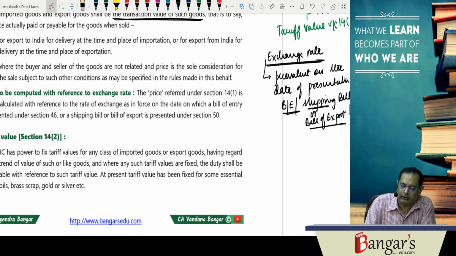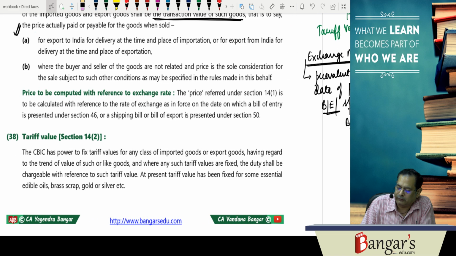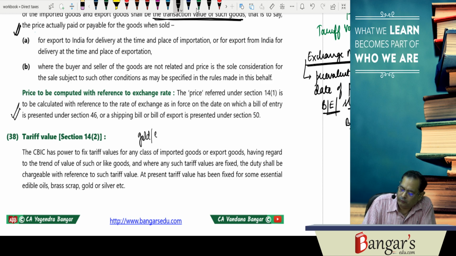So this is important. Remember, the exchange rate for converting foreign currency into Indian currency or vice versa is to be taken on the date of presentation of bill of entry or shipping bill or bill of export. Now, for certain categories of goods such as gold or silver, some vegetable oils which are imported, brass, etc.